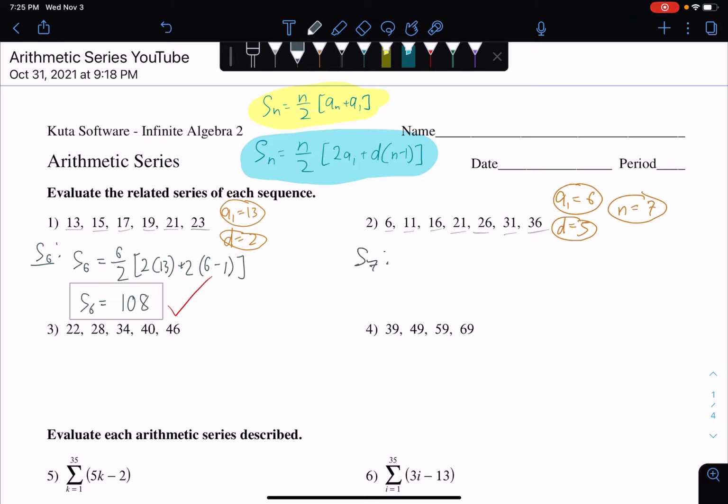Alright, so S sub 7 is equal to 7 over 2 times the quantity 2 times our a sub 1, which is 6, plus 5 times the quantity 7 minus 1. Alright, S sub 7, place the expression in the calculator. 7 over 2 times the quantity 2 times 6 plus 5 times 6. Our answer is 147.